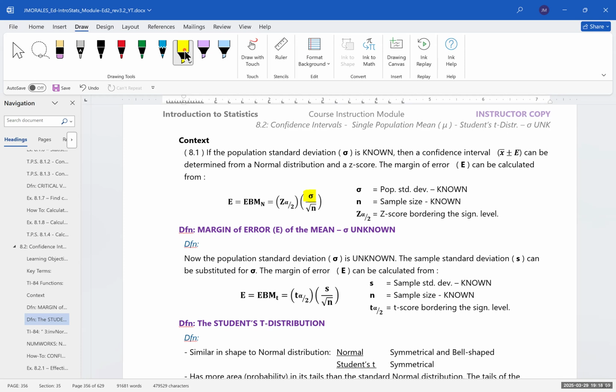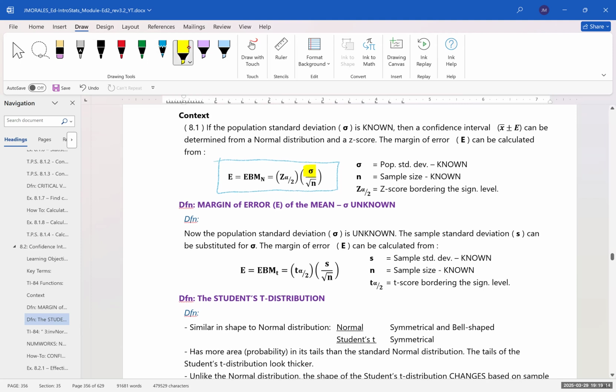Now look at this equation. Okay, so look at this equation from last section and compare it to the margin of error equation in this section. So previously, the population standard deviation was known, but now we're looking at the scenario where the population standard deviation is unknown.